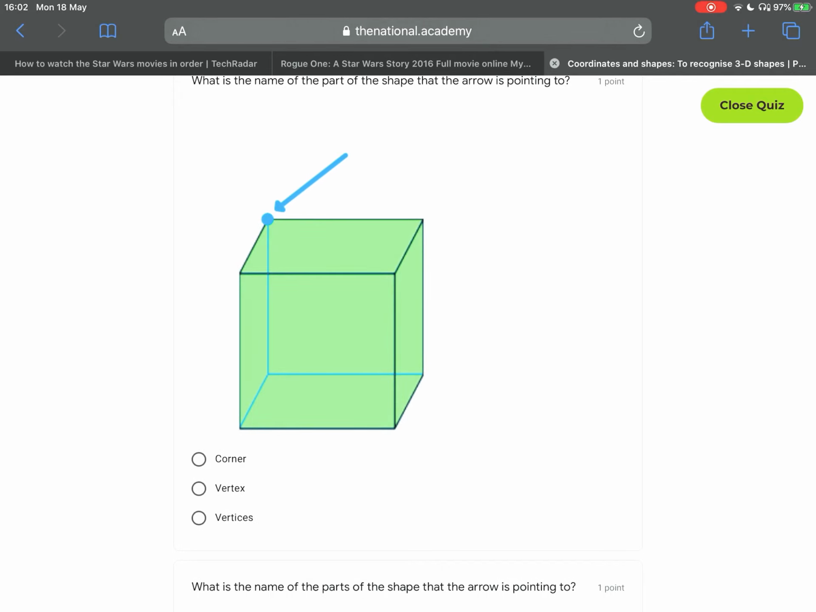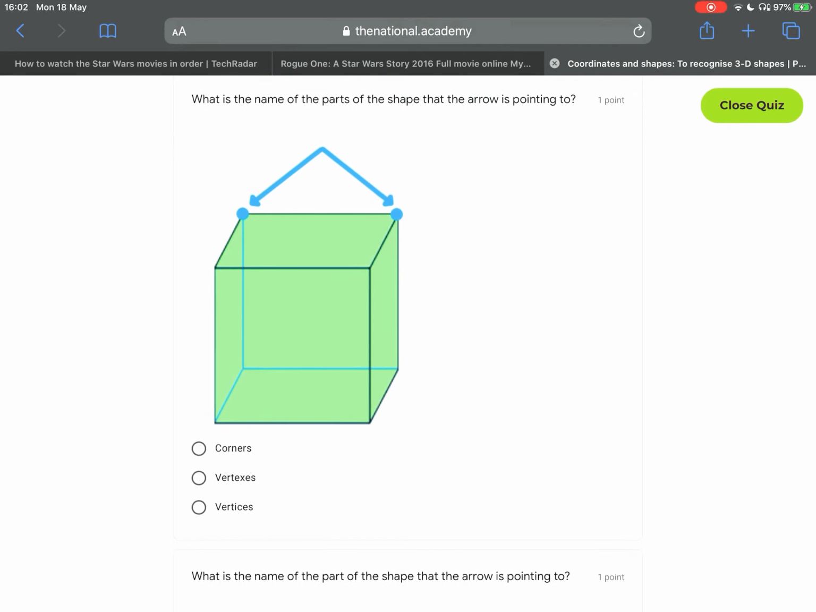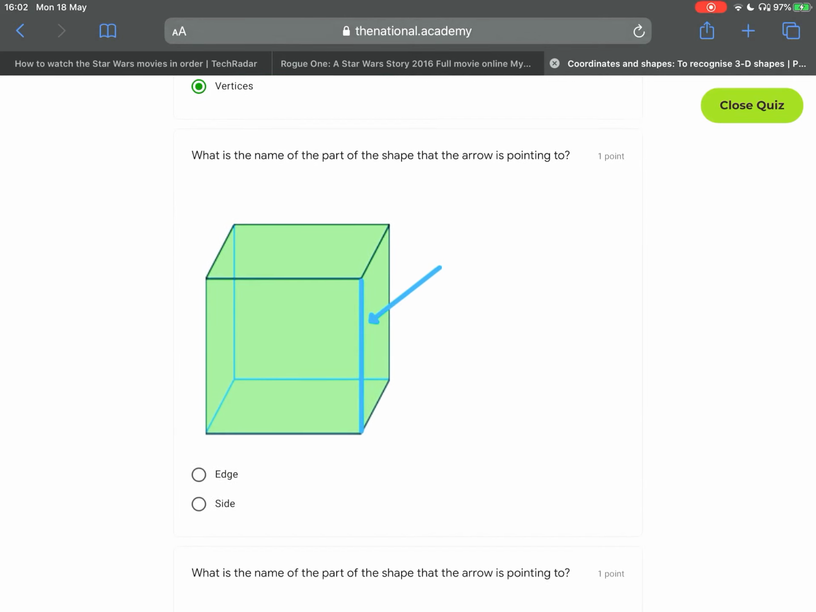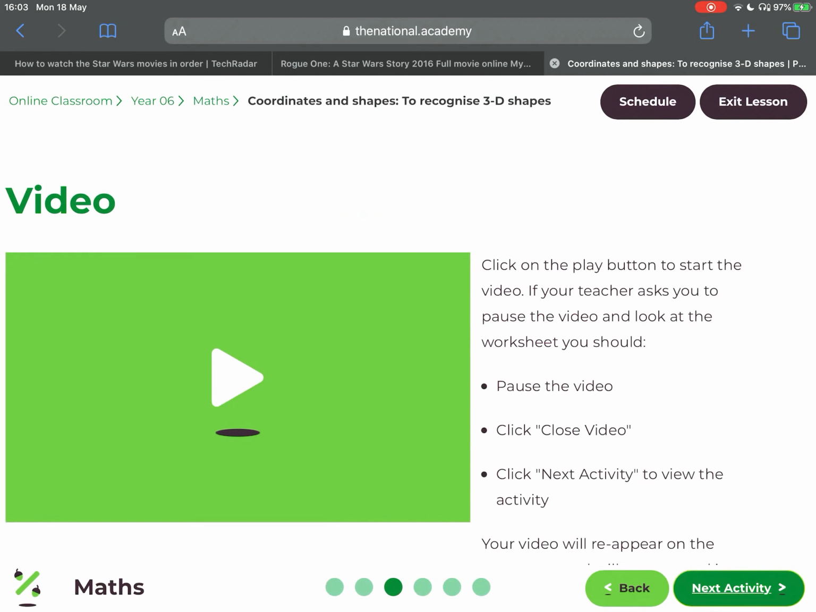What is the name of the part that the arrow is pointing to? That's the corner. Oh, sorry, no, that's a vertex. What is the shape that the arrow is pointing to? They are vertices. What is the name of the part of the shape that the arrow is pointing to? That is the edge. And this one is the face.